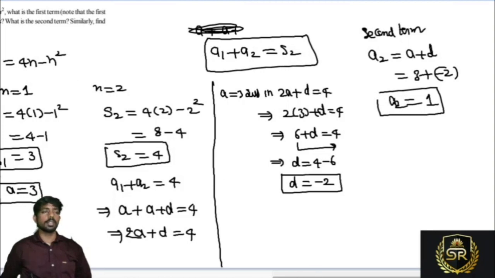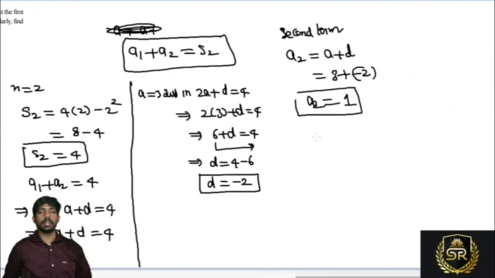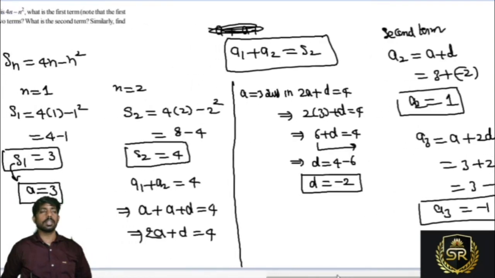Next, A3 and A10 are asked, right? A3 formula is a plus 2d, right? A is 3 plus 2 into minus 2. 2 2s are 4, so 3 minus 4, hence minus 1 this is. Third term is minus 1. That's all. This is the third term.